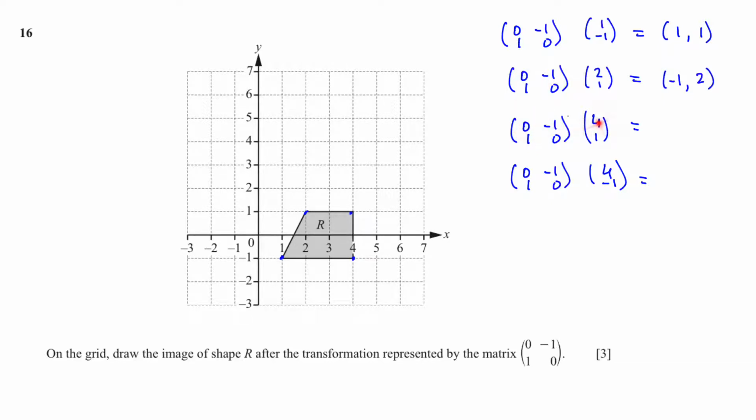0 multiplied by 4 is 0, -1 multiplied by 1, -1. 1 multiplied by 4, 4. 0 multiplied by 1, 0. 0 multiplied by 4 is 0, -1 multiplied by -1 is going to be 1, and 1 multiplied by 4 is 4, 0 multiplied by -1 is going to be 0.